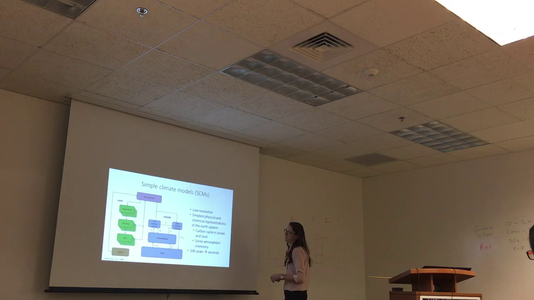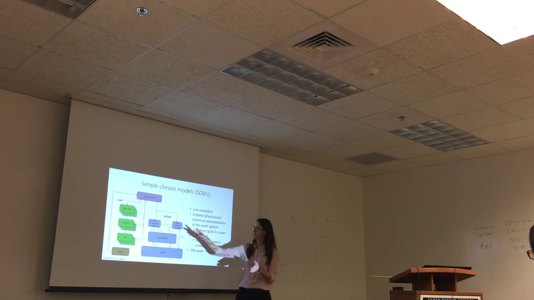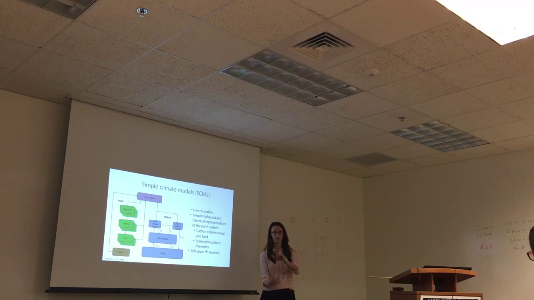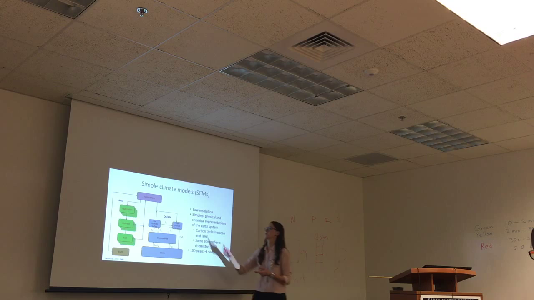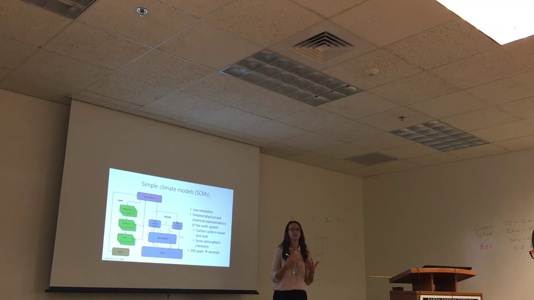The ocean would have two dimensions on the surface, a high and a low latitude, and then we have a depth dimension. The land is just one global box, but it has multiple layers, a depth dimension. And then the atmosphere is just one well-mixed box. The arrows represent the flow of carbon between all of the boxes. And so we can get a little bit more in depth into the carbon cycle.